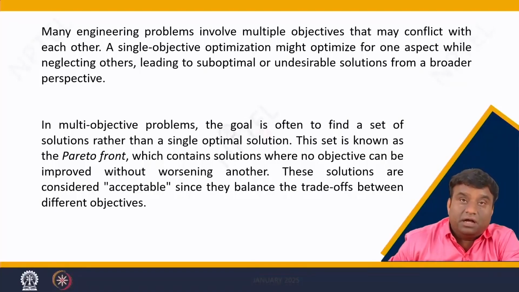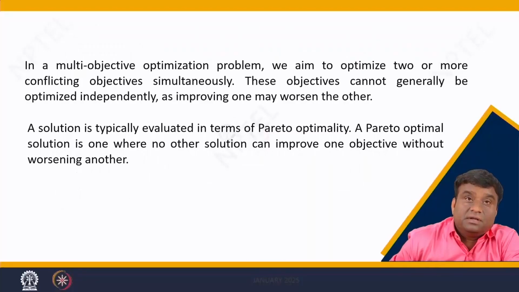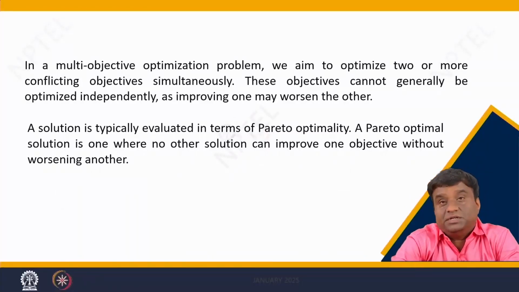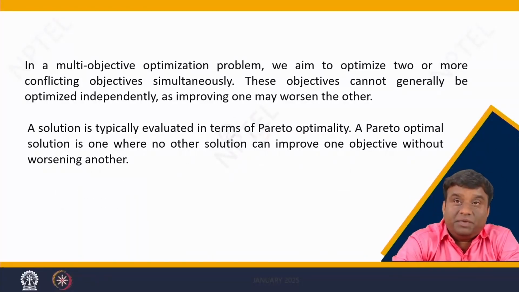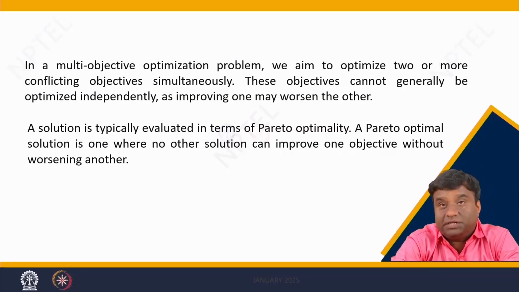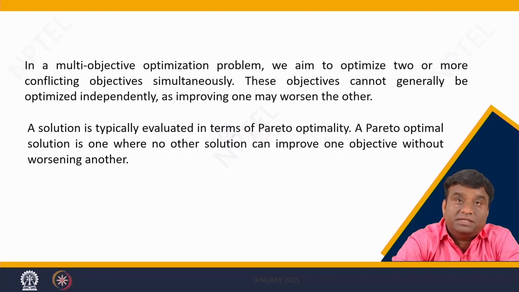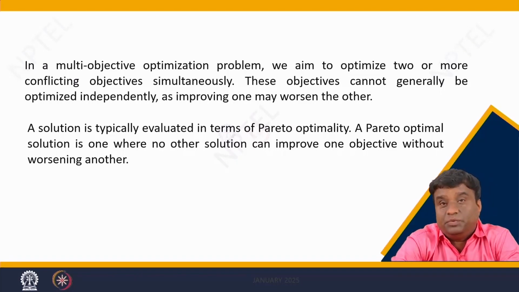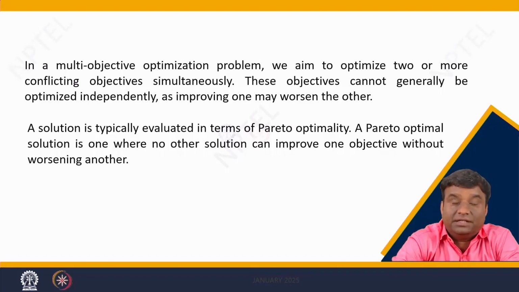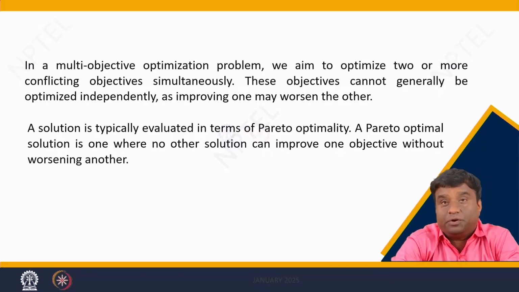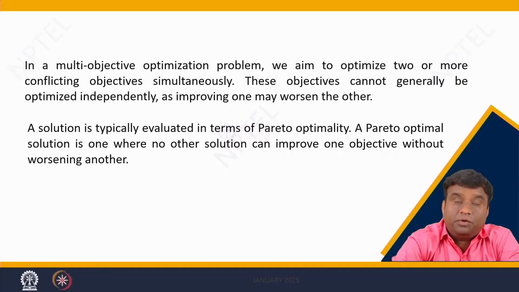You have seen these facts. In a multi-objective optimization problem, we aim to optimize two or more conflicting objectives simultaneously. These objectives cannot generally be optimized independently, as improving one may worsen the other. A solution is typically evaluated in terms of Pareto optimality. A Pareto optimal solution is one where no other solution can improve one objective without worsening others.